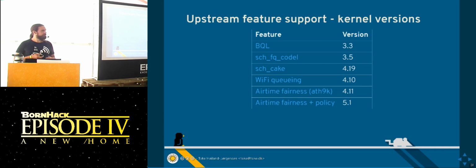So, as of kernel 5.1, which is now already 2 releases old, everything here is now upstream in Linux. This is the history. I was actually wrong when I said 3.12 for FQ throttle. It's all the way back to 3.5, which is like 2012 or something. BQL is even before that. Shared Cake has been living out of tree for a long time. We finally upstreamed it last year. The Wi-Fi queuing stuff got in 4.10. 4.11 is airtime fairness for Ath9K.